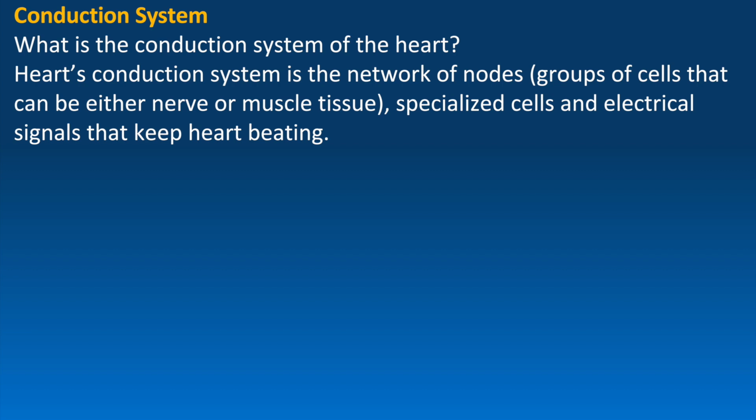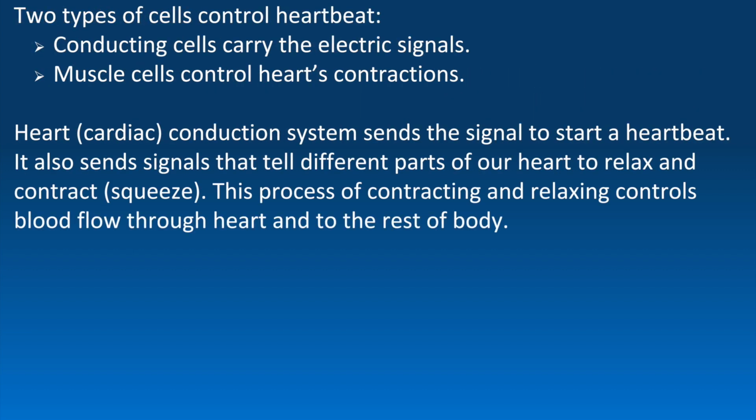The heart's conduction system is the network of nodes, that is, a group of cells that can be either nerve or muscle tissue, specialized cells, and electrical signals that keep the heart beating. Two types of cells control the heartbeat: conducting cells that carry electrical signals, and muscle cells that control the heart's contractions.